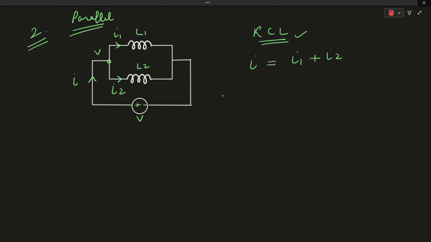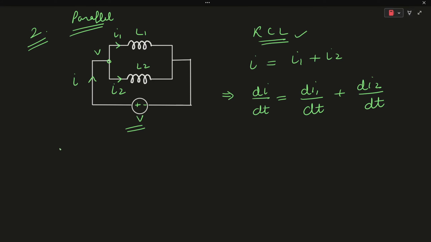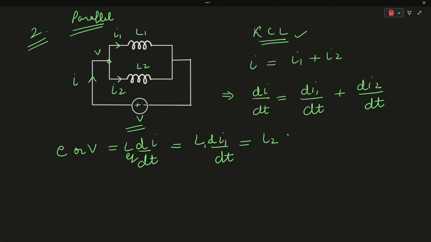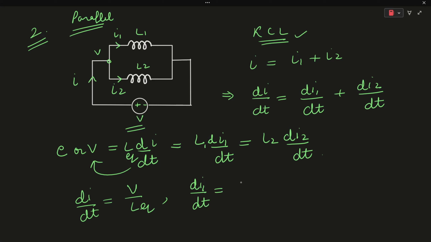Differentiating current with respect to time, we get di by dt equal to di1 by dt plus di2 by dt. We know that E, or V, is equal to L di by dt, where L is the equivalent inductance, and since the voltage across L1 and L2 is the same, it is equal to L1 di1 by dt and L2 di2 by dt. So di by dt will be equal to V upon L equivalent. Similarly, di1 by dt will be equal to V upon L1, and di2 by dt will be equal to V upon L2.